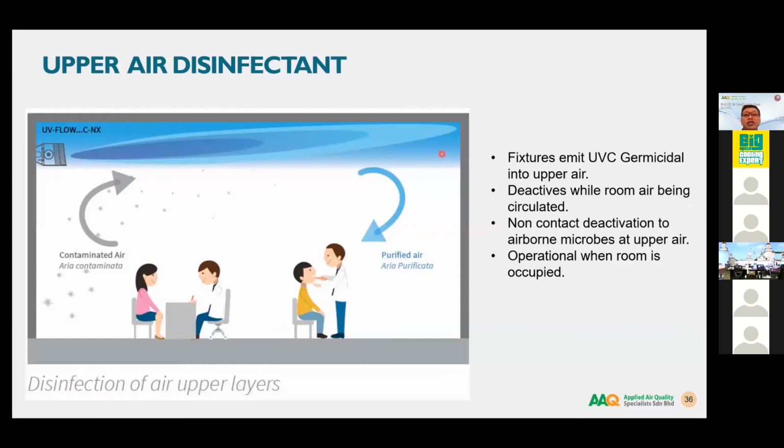So how does upper air disinfection work? This picture is used. It can be operated in an occupied room, meaning people are inside the room. You can switch it on and have continuous decontamination at 7 feet and above. So why only 7 feet and above?